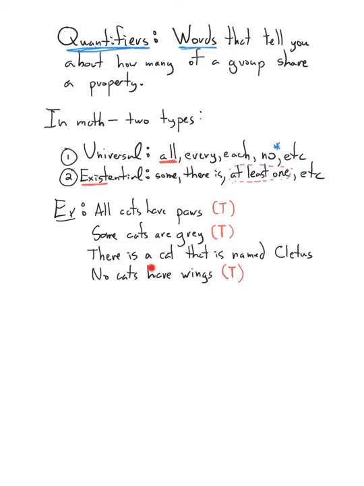Another one, there is a cat that is named Cletus. Now you guys might not know a cat named Cletus. I do, in fact. So that is a true statement. It might be just the one cat named Cletus. I don't know. But for this statement to be true, there just needs to be one object, one cat that satisfies the property, is named Cletus. So that's how quantifiers work.